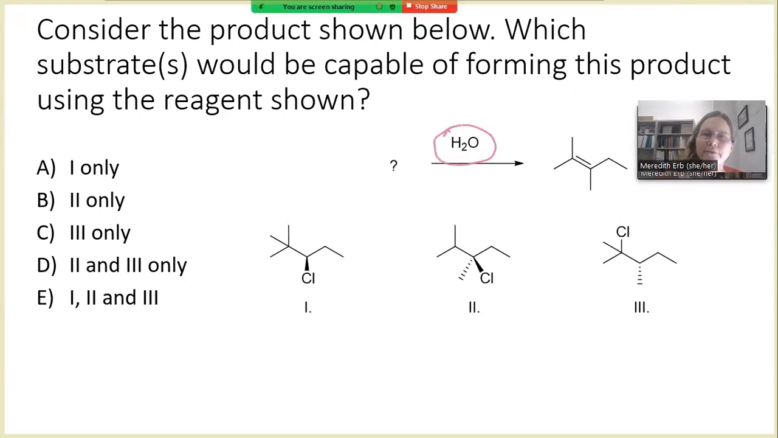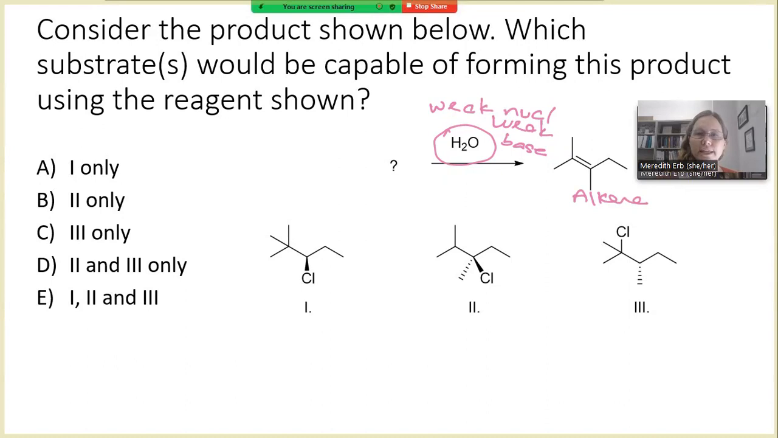Number one, what type of reagent do we have? This reagent is a water molecule, and we can classify that as a weak nucleophile / a weak base. So weaker reagents tend to favor unimolecular reactions if we're considering things like substitution and elimination. The type of product that we have is an alkene. So that is telling us what type of mechanism is going to be happening here.